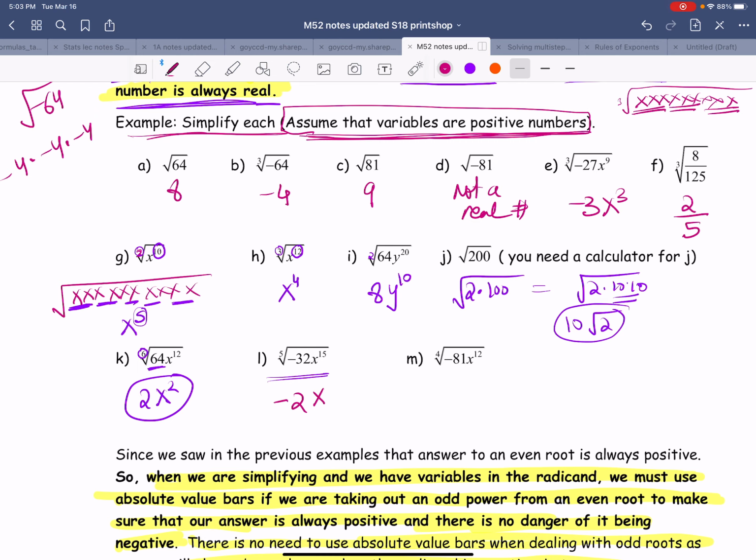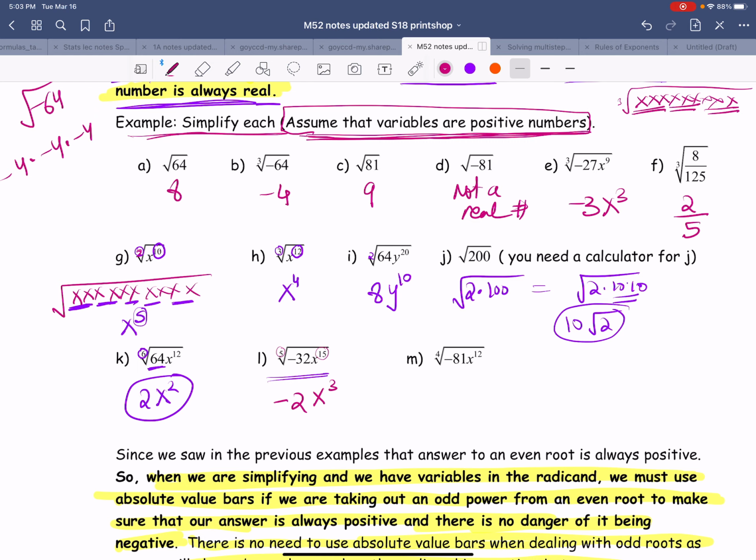And 15 x's inside. I'm looking for groups of 5. There's going to be 3 groups of 5. I can also do 15 divided by 5. That tells me there's going to be 3 groups of 5 x's each inside the radical. For each group of 5 inside, 1 x will come out of the radical.